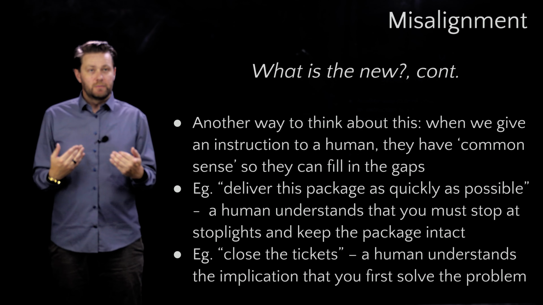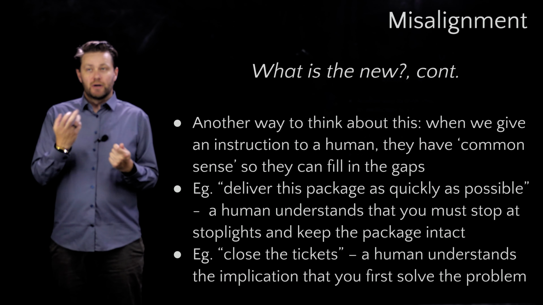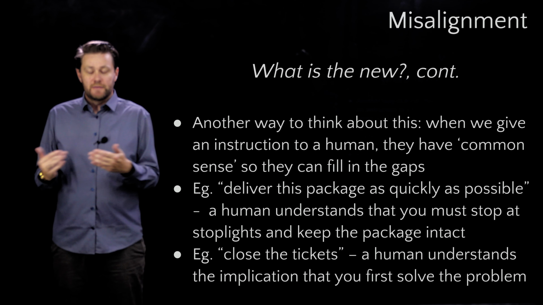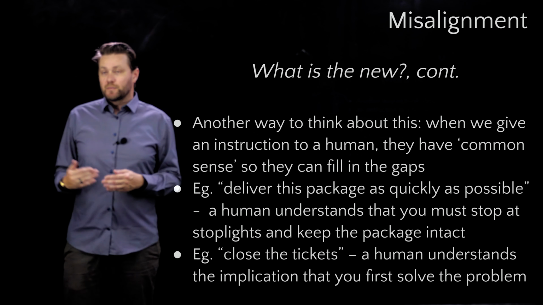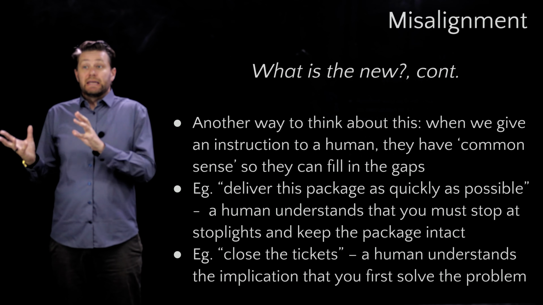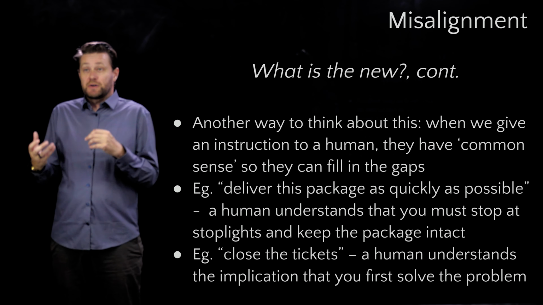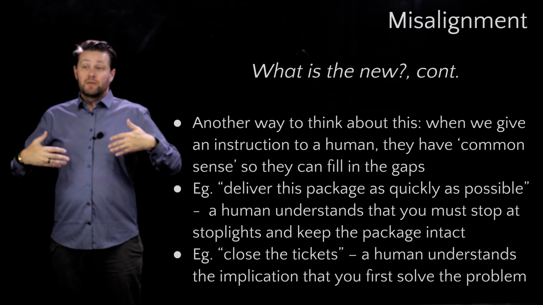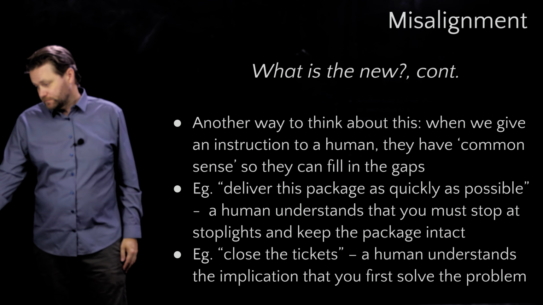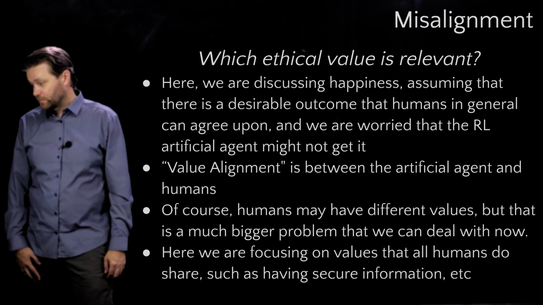A similar story can be told with closing the tickets, right? You would understand as a human being, well, you don't just mean close the tickets, you mean solve the problem first and then close the tickets. That would be completely different than an artificial agent. It doesn't have instincts programmed by evolution. It doesn't have common sense or anything like that. What you tell it is what it knows and what it maximizes for.